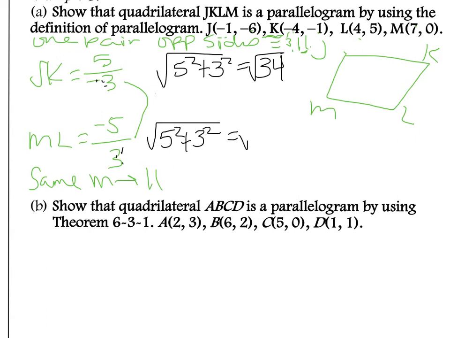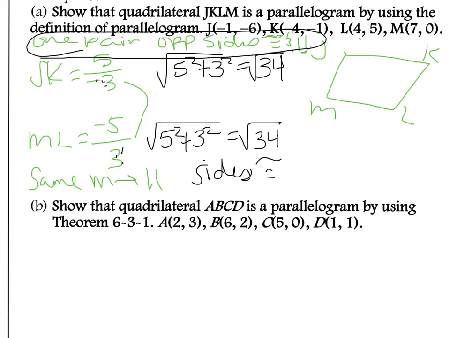So they will have the exact same answers. So I can say that these sides are congruent because their distances are equal. And how you justify your answer, I can say one pair of opposite sides is congruent and parallel. Therefore, this is a parallelogram.